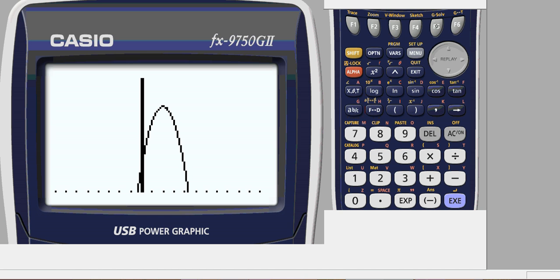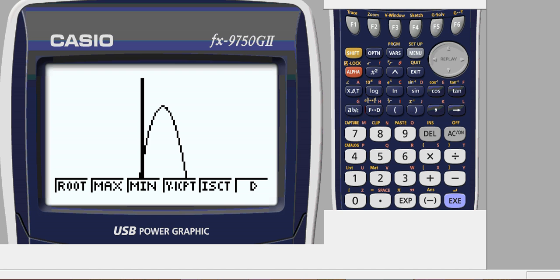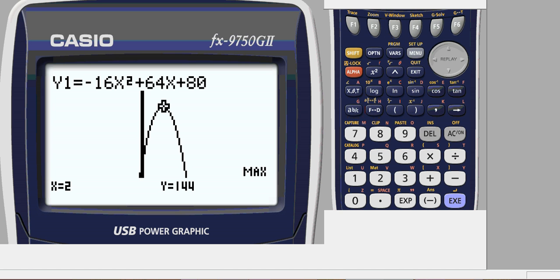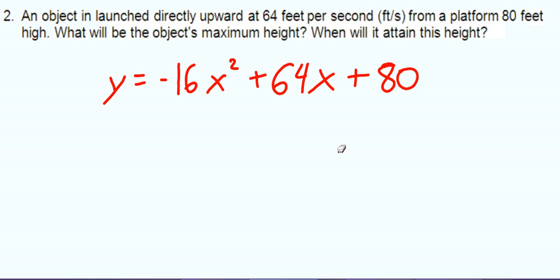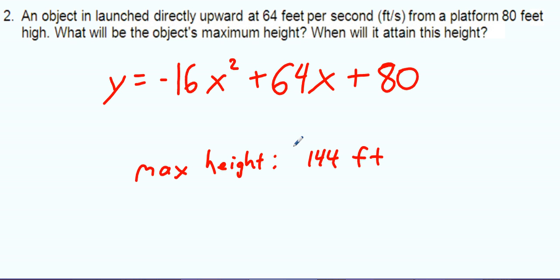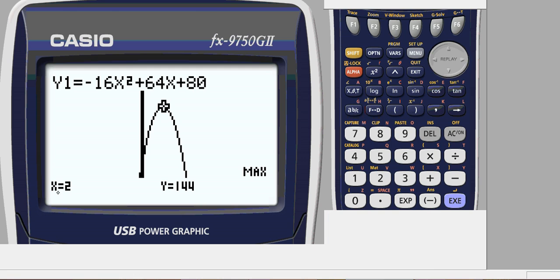So like I said, most of our calculations are done with G-solve. And we're looking for maximum height. So max, that makes sense. And it calculates it automatically, 144. So the object's maximum height is 144. Remember, this was in feet. And then the follow-up question, when will it attain this height? And that's just the x value, 2 seconds.